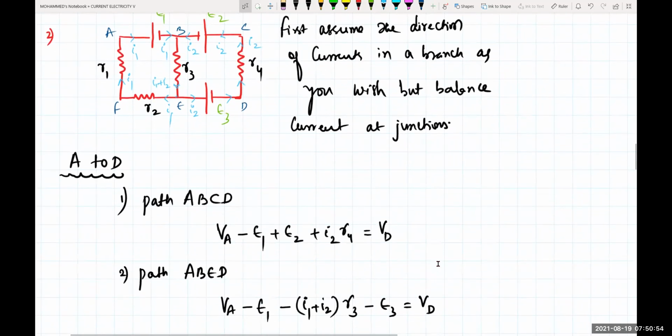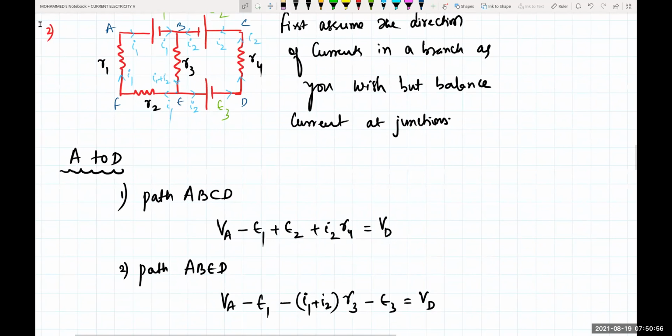Now come from A to B, B to C, and C to D. From A to B, again there is a cell. So at A the potential is VA, and at B the terminal of the cell is minus E1. Then from B to C, the current is also coming from B to C, so it is minus I1 plus I2 into resistance R3. Then from E to D, stopping at D, the terminal of the cell I see is the negative terminal. So minus E3, that will be equal to VD. Is that clear?